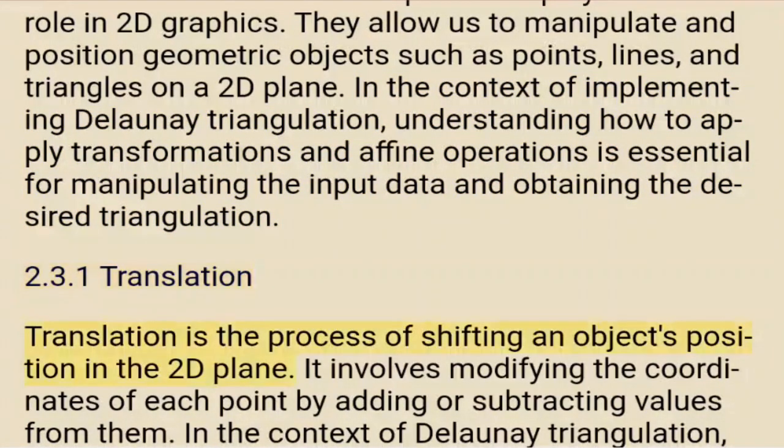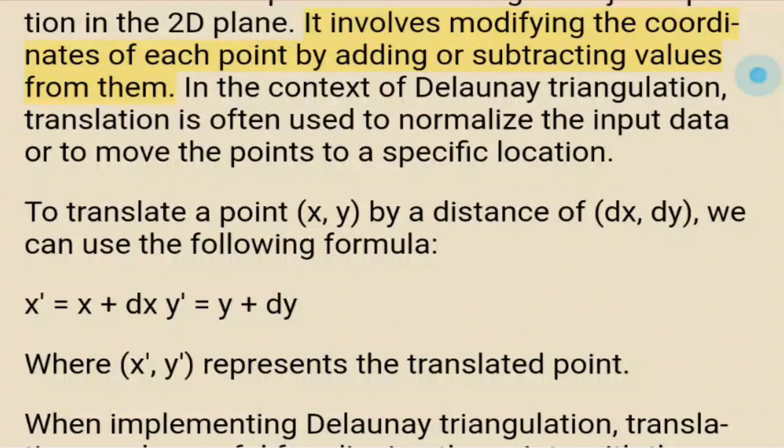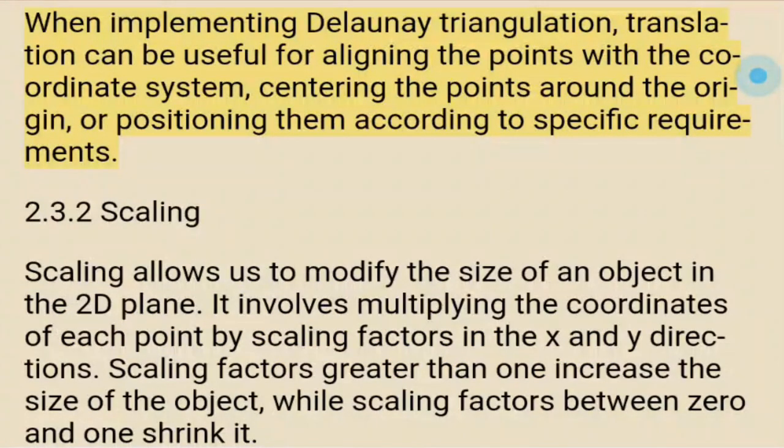2.3.1 Translation. Translation is the process of shifting an object's position in the 2D plane. It involves modifying the coordinates of each point by adding or subtracting values from them. In the context of Delaunay triangulation, translation is often used to normalize the input data or to move the points to a specific location. To translate a point (x, y) by a distance of (dx, dy), we can use the following formula. x' = x + dx, y' = y + dy, where (x', y') represents the translated point. When implementing Delaunay triangulation, translation can be useful for aligning the points with the coordinate system, centering the points around the origin, or positioning them according to specific requirements.